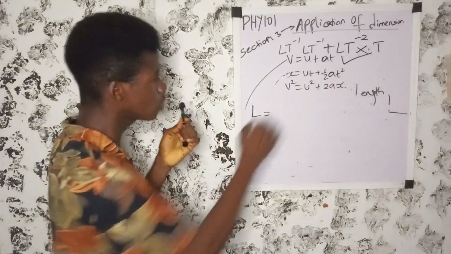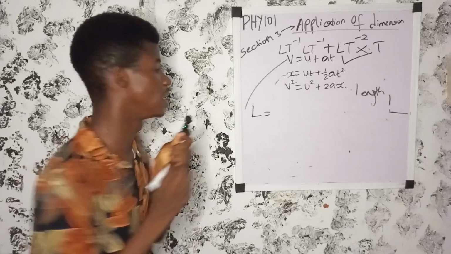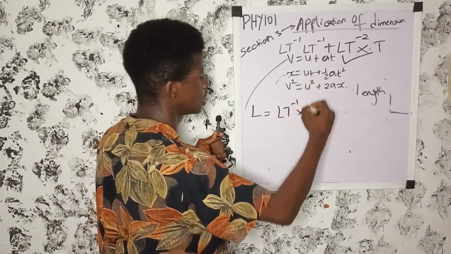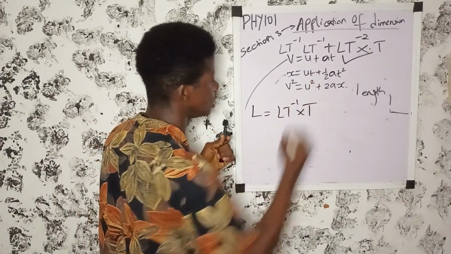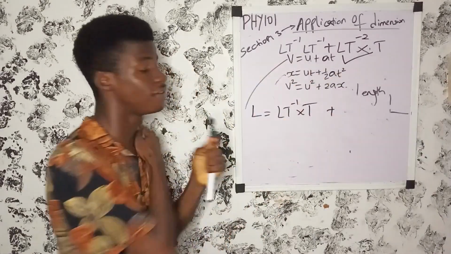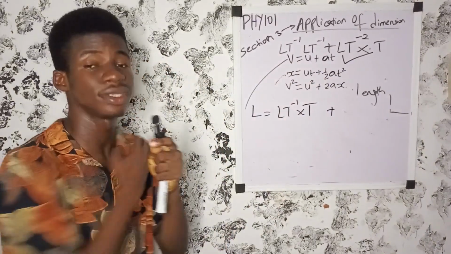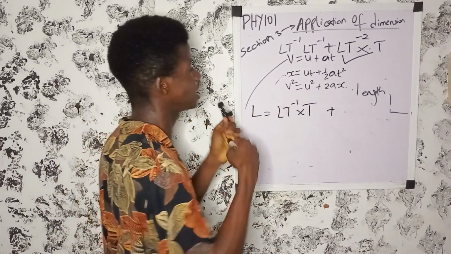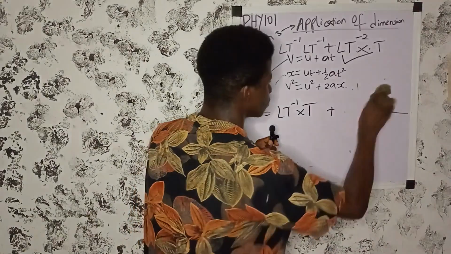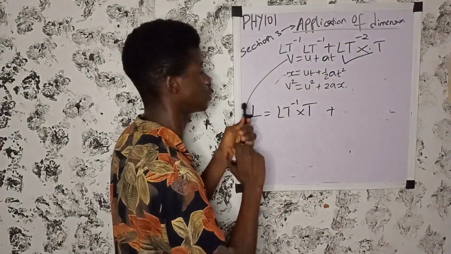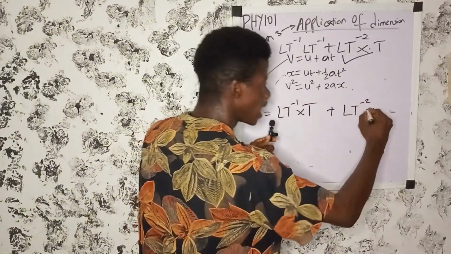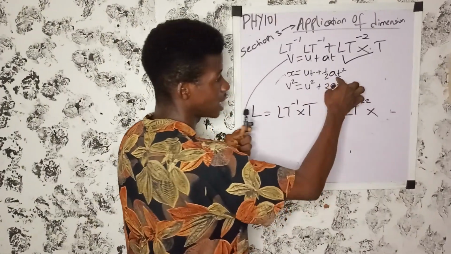Now, what about this other place? What is the dimension for velocity? Dimension of velocity is L raised to minus 1. Then times the dimension for time, which is T. Then plus, I told you that values do not have dimension, so we neglect this half, and we continue with this place. Now, what is the dimension for acceleration? Dimension for acceleration is L raised to power minus 2. Then times, remember, A is multiplying time here.